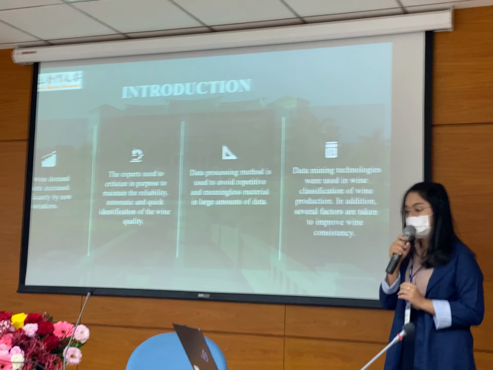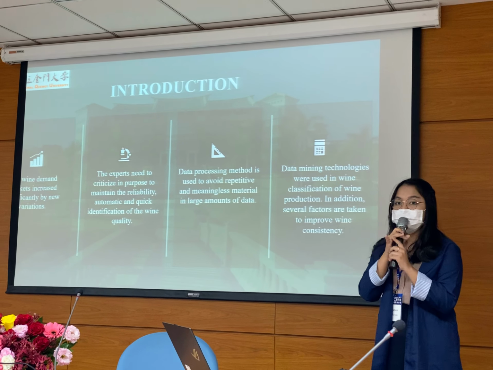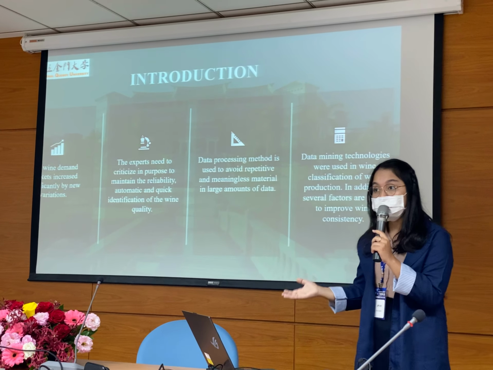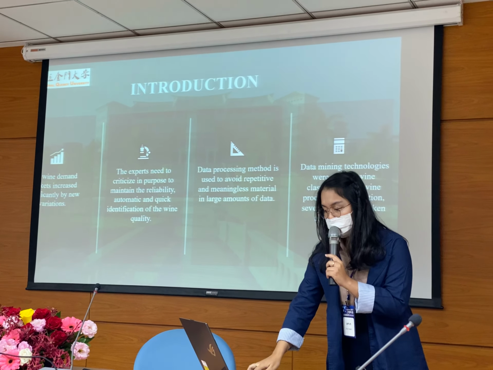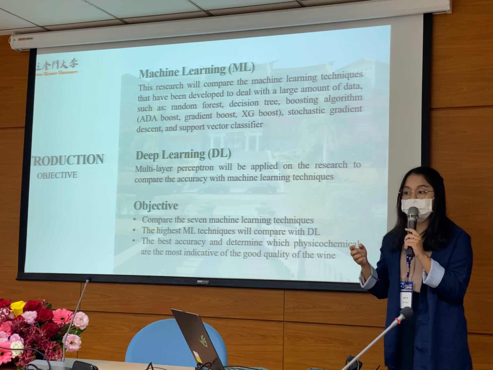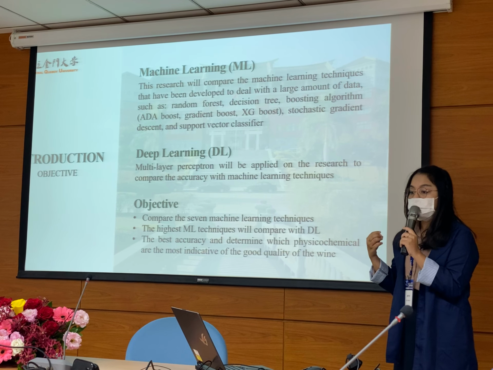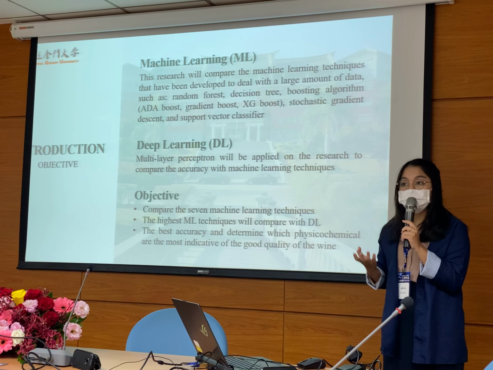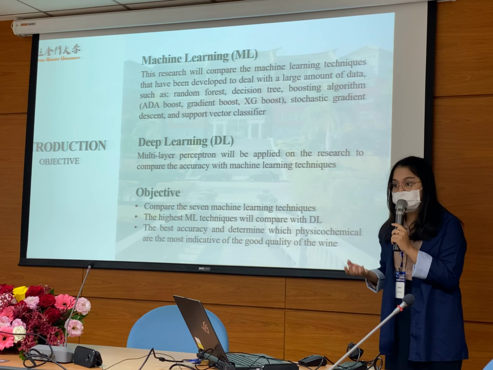Taken to improve wine consistency. So there are a lot of techniques used for predicting the quality of the wine. And I know in our research objectives, the first one is that we would like to use machine learning techniques to find the contribution of the physicochemical features.